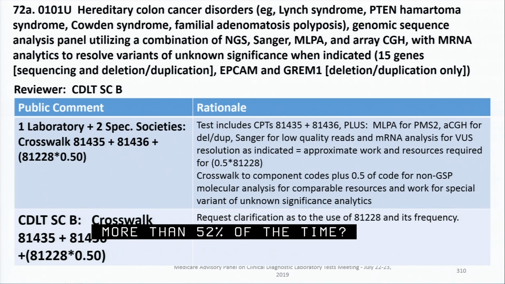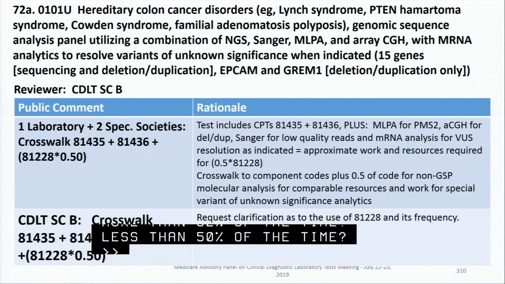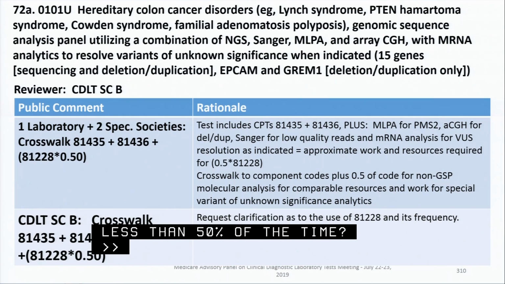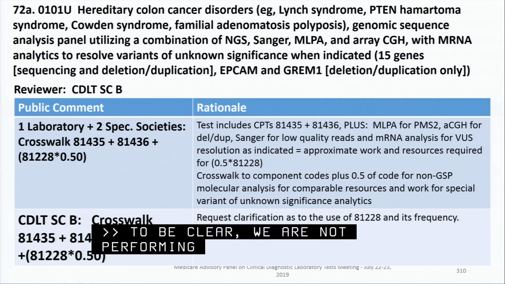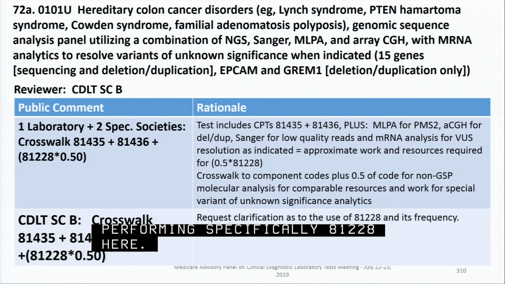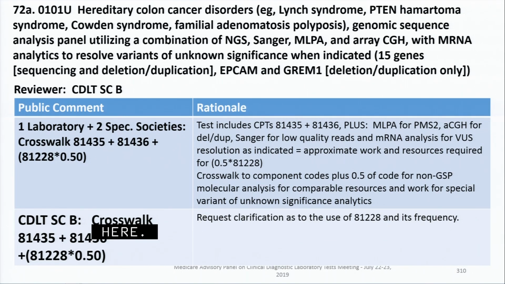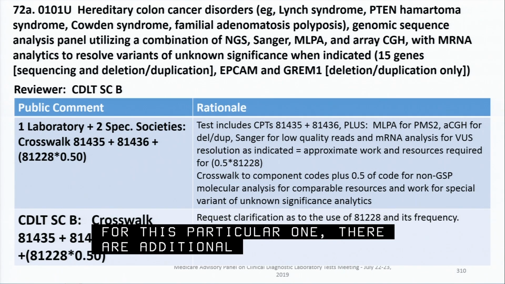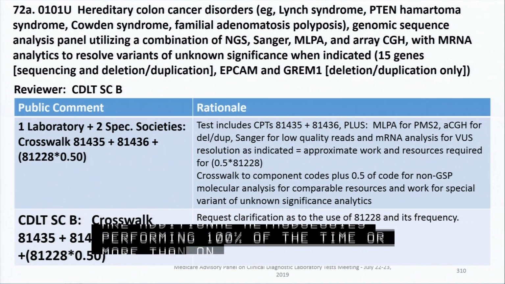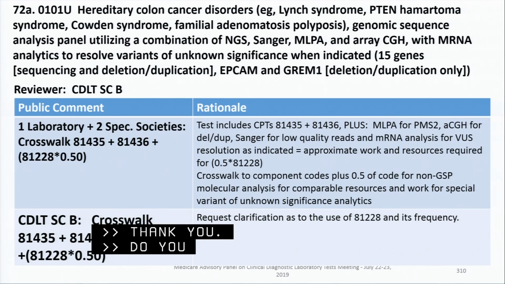And to be clear, we're not performing specifically 81228 here. It's the approximate work and resources involved in 81228 times 0.5. For this particular one, there are additional methodologies being performed 100% of the time, or more than one gene included in this panel. Thank you. Dr. Lyon, do you have any other questions? Ms. Chappelle?